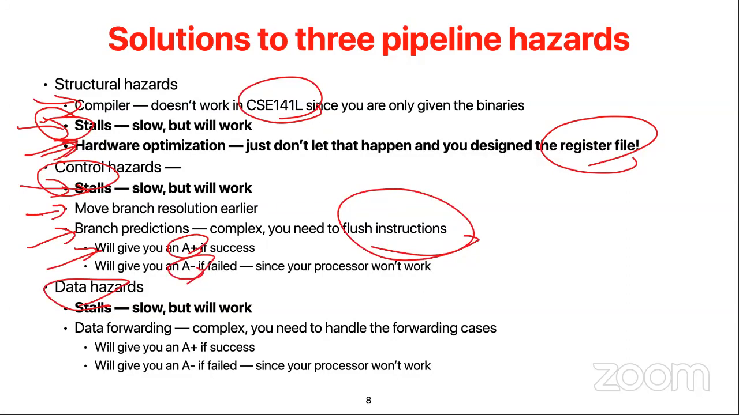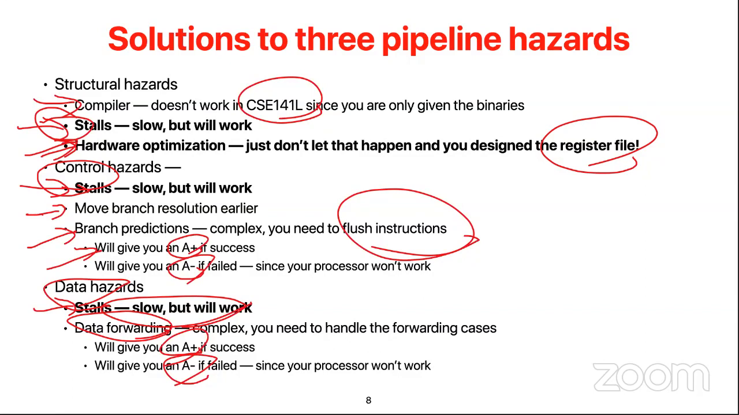It means that your lab 5 is not complete, so it will give you an A-. And for data hazard, stall again would work. Data forwarding is the best solution. However, again, if it doesn't work, it will get an A-. But if it does work, you will get an A+.